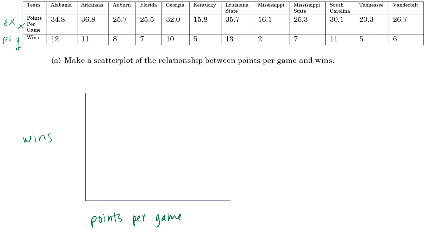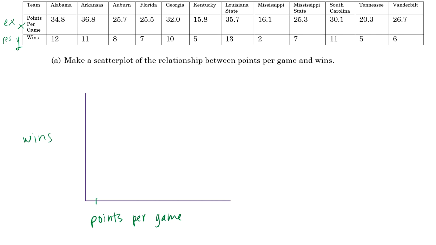Now scatter plots, totally up to you. You don't have to start at 0. You could start at basically wherever the data picks up. For me, let's see what I did in my original here. I did not start at 0 for the points per game. The lowest points per game is 15.8, and I'm going all the way up to, I think, 36.